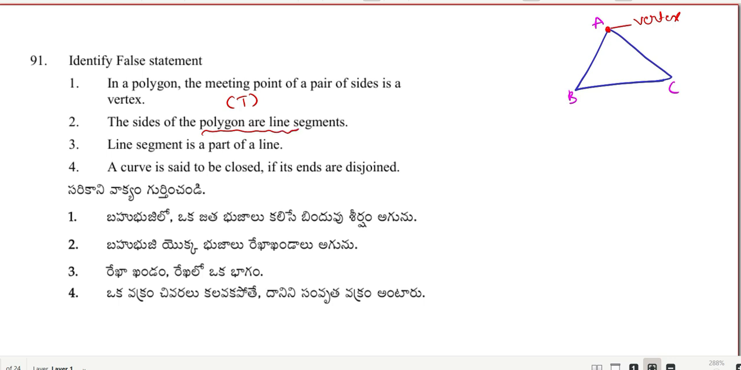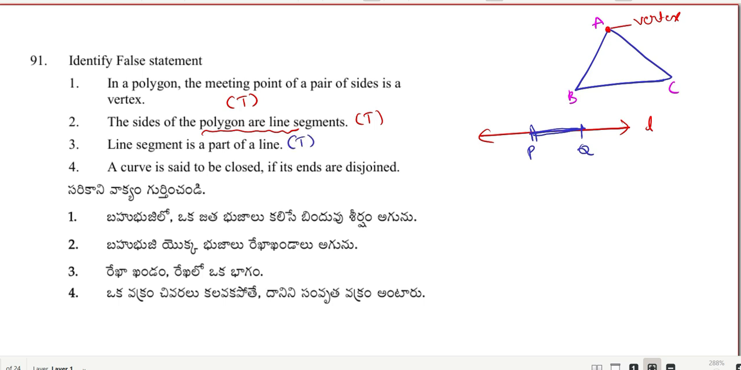Second statement: sides of a polygon are line segments. Yes, AB is one side, AC is the other side, and BC is the third side of this triangle. These sides are line segments. Yes, this is also a correct statement. And the third statement says a line segment is part of a line. If I take a line L and take two points on this line, like P and Q, the part of this line which lies between these two points, PQ, is said to be a line segment. So this is also a correct statement.